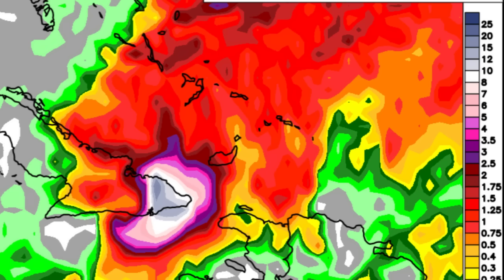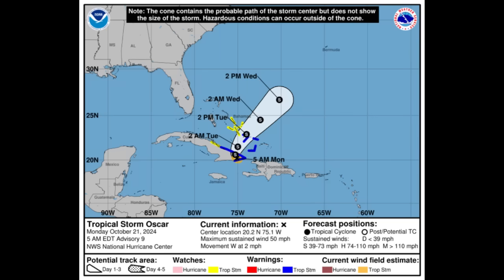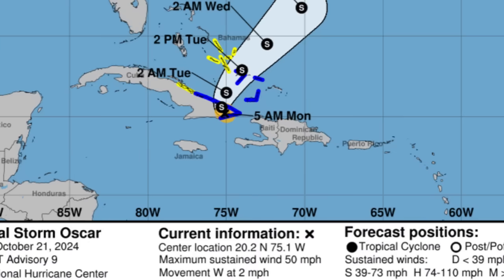Let's go ahead and take a look at the details for Oscar. So that's it in terms of the rainfall. And as we switch to the National Hurricane Center's cone forecast, here we can see still Oscar is weakening because, again, it is overland. It is cut off from its source of fuel and energy. So maximum sustained winds are up to 50 miles per hour. So it is a tropical storm and it is accelerating westward at 2 miles per hour, almost stationary again.